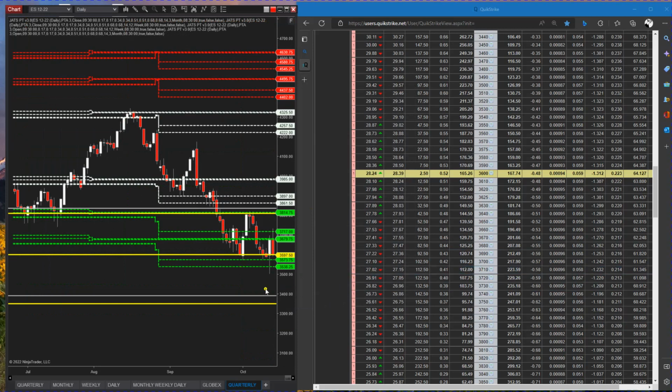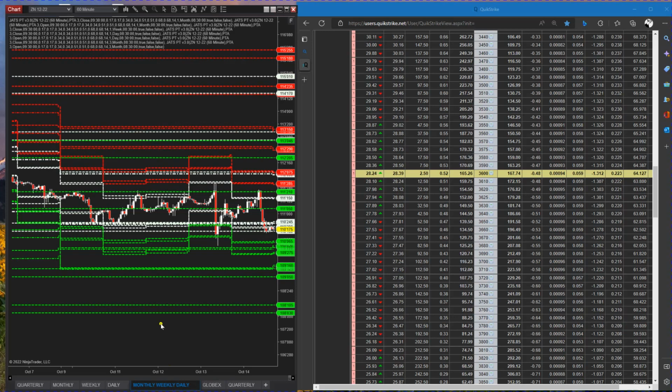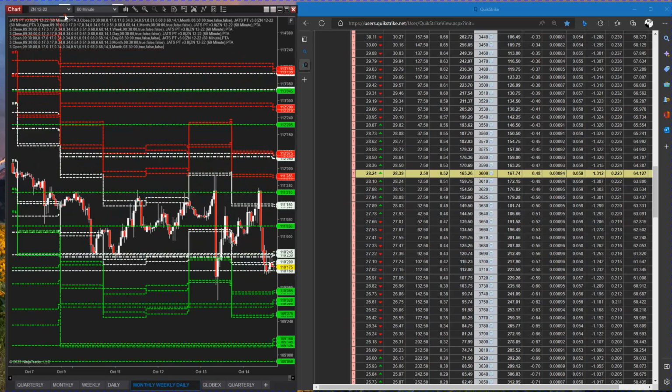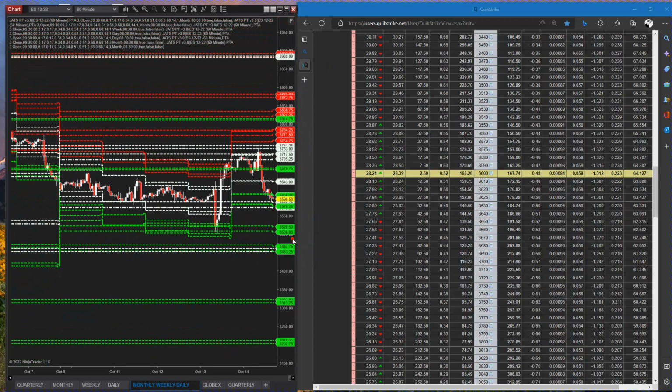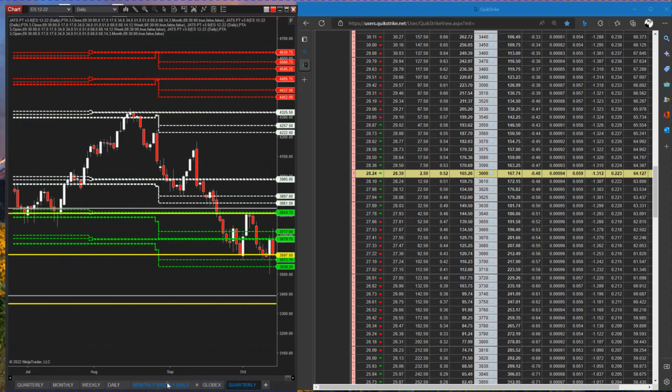So you see the JP Morgan and the Black Scholes levels down here at 3,400, and just below 3,400 is the implied volatility range. And what I like to do is put a quarterly, monthly on one chart, and then come in. So you can see that's at 3,400.